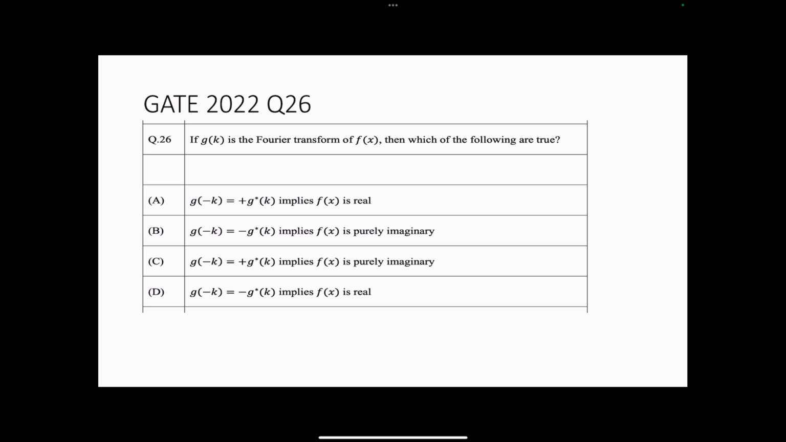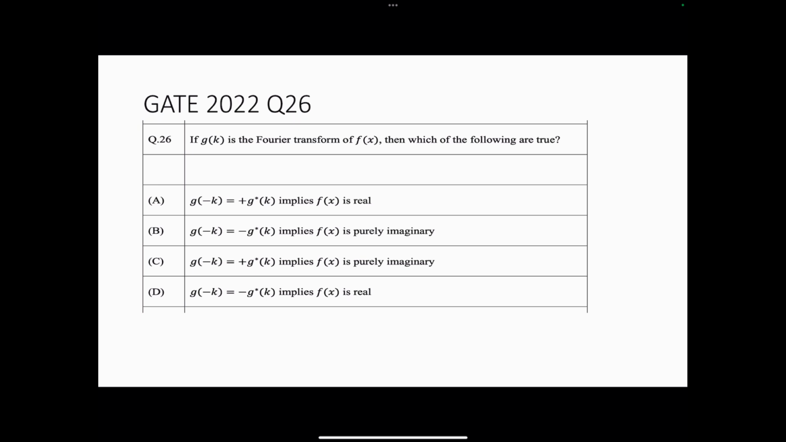This is GATE 2022 question number 26. It states that if g of k is a Fourier transform of f(x), then which of the following are true? So let us see the options. It states that g of minus k is equal to plus g star, where the star represents the conjugate, implies f(x) is real.